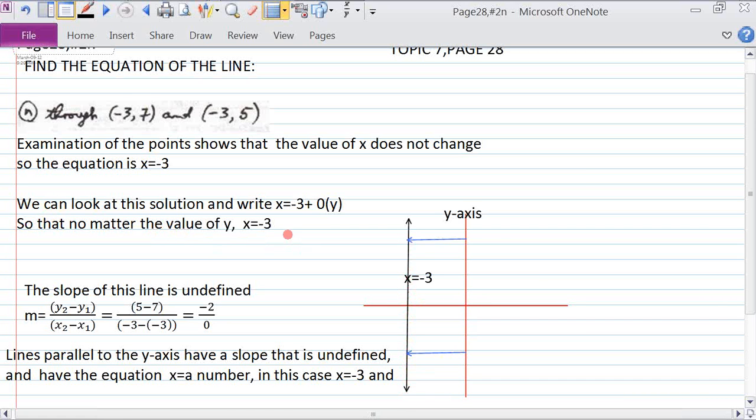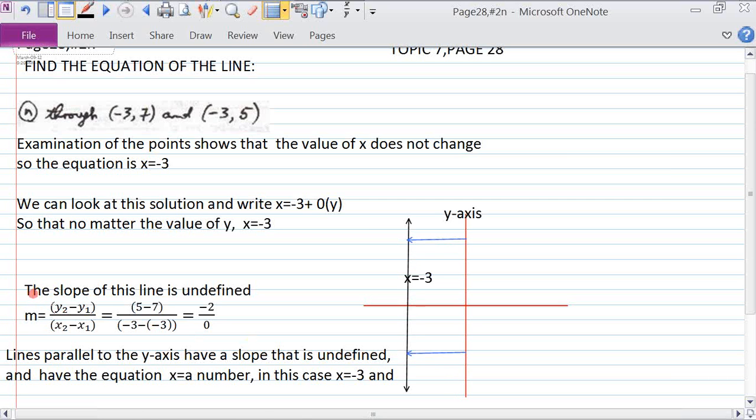One way we can look at this solution is to write it as x equals minus 3 plus 0 times y, because 0 times y is 0. So no matter what value of y we use, x is minus 3. What does that mean? Supposing the y value is right here, say it's 5. So x is minus 3. We go down here, let's say this is minus 4. x is still minus 3.